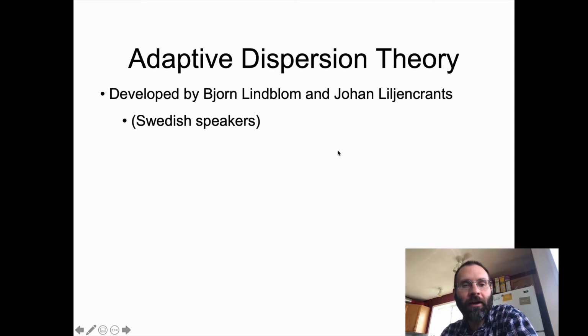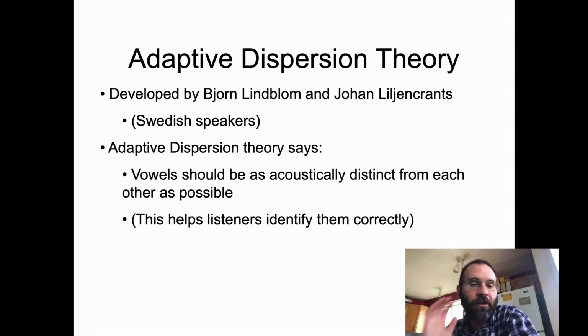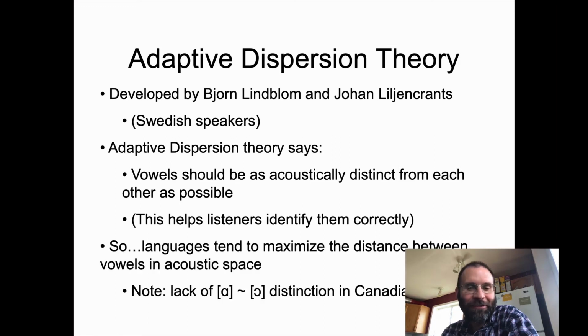This was developed by a couple of Swedish speakers named Björn Lindblom and Johan Liljekrantz about 50 years ago. Why they're Swedish speakers is something that'll become relevant here in a second. And their theory says that vowels should be as acoustically distinct from each other as possible. Or basically, even more broadly, they believe that speakers are trying to produce distinct vowels so that their listeners can understand what they're saying. We speak in order to be heard, in order to be understood, is the basic functional foundation of their theory. You're speaking for a reason, which is to talk to other people. Whether or not they're listening is up to them.